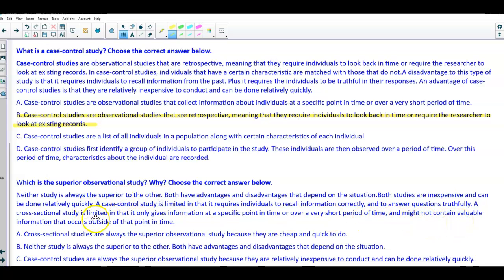A cross-sectional study is limited in that it only gives information at a specific point in time or over a very short period of time and might not contain valuable information that occurs outside of that point in time. So the answer is B. We would say that neither study is always superior to the other.